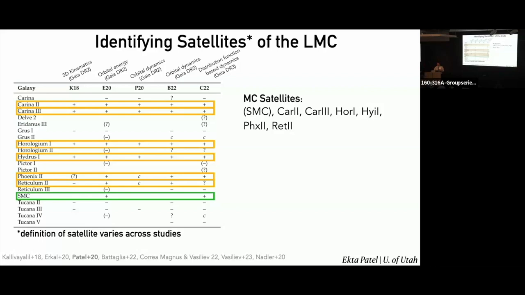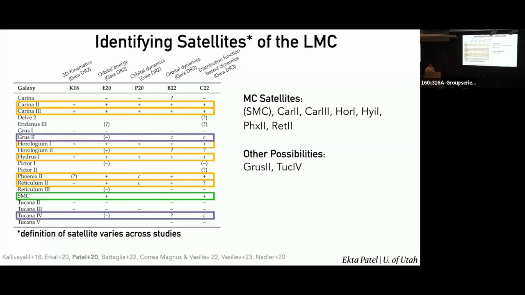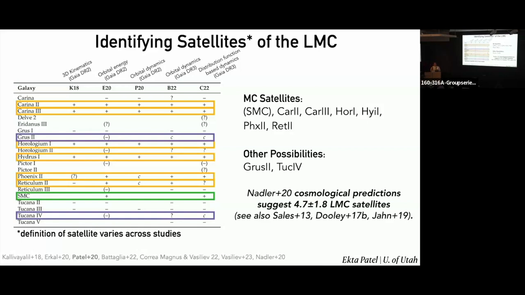So we've come to a bit of a consensus, I'd say, that there's, of course, the SMC, that's a satellite of the LMC. And then there are these 6 other dwarfs that seem to be, in a variety of different ways, dynamically associated to the LMC as well. There are a couple of others that have been debated more recently. GRU2 and Tucana 4 are still uncertain as to whether they're satellites. But in general, we're reaching a point where our confirmations are in line with cosmological predictions. By looking at subhalo abundances in simulations and counting up how many satellites you would find around a 10^11 solar mass halo, these are all very much in line with what those suggest.